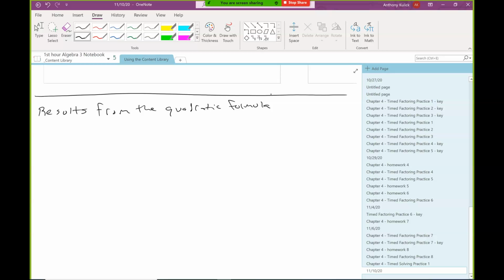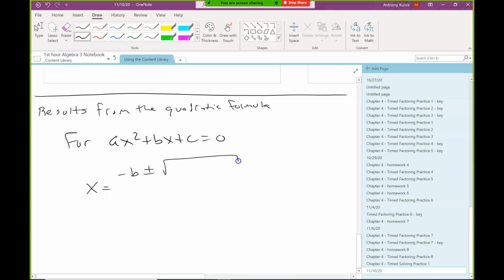But there's a couple of things that the quadratic formula can tell us about what to expect either in terms of our solution set or in terms of the factorability of a quadratic, which are nice to have. So remember the quadratic formula. Well, I should probably write it. So if I have a standard form quadratic that's equal to 0, the solution is negative b plus or minus the square root of b squared minus 4ac, all over 2 times a.